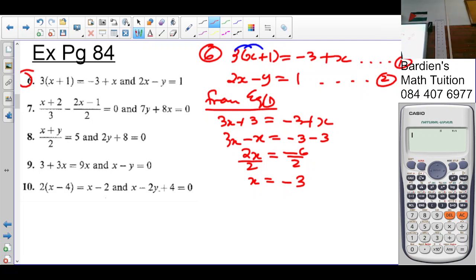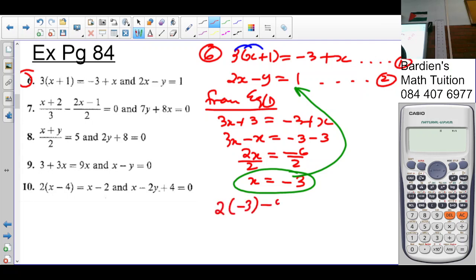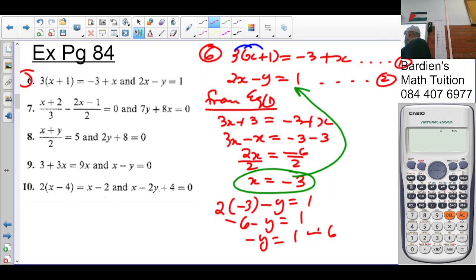Right. So what you do is substitute this into equation 2. So do the substitution here: 2 times negative 3 minus y equals 1. Negative 6 minus y equals 1. Negative y equals 1 minus 6. Is that correct? It's supposed to become a plus, because I'll be taking the negative over the equal sign. So negative y is equal to 7. Therefore y is equal to?